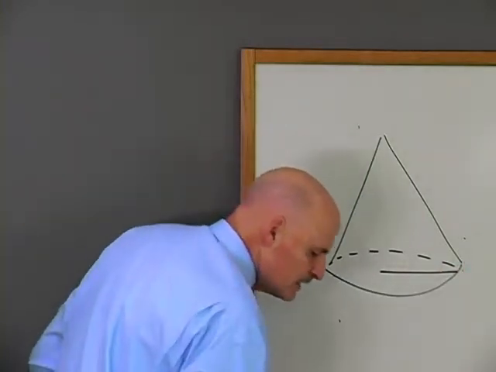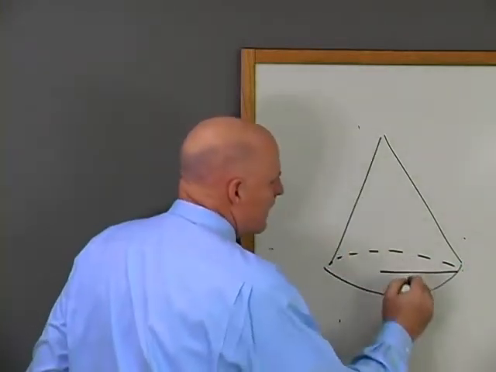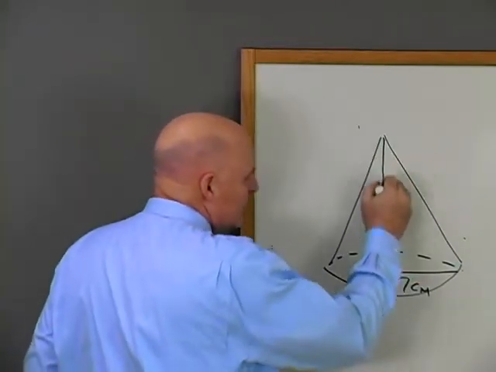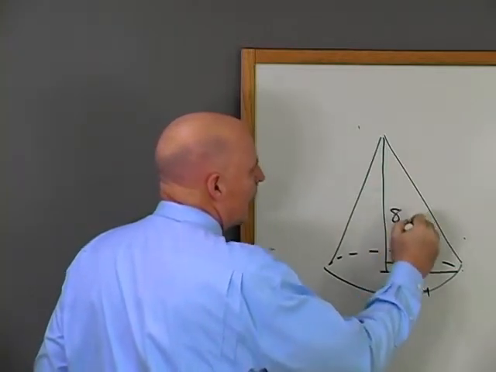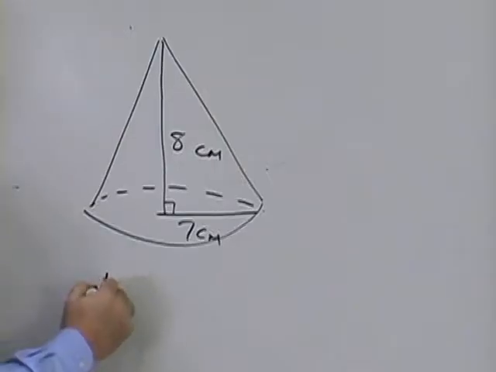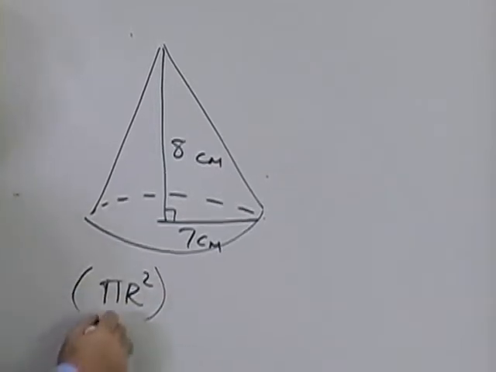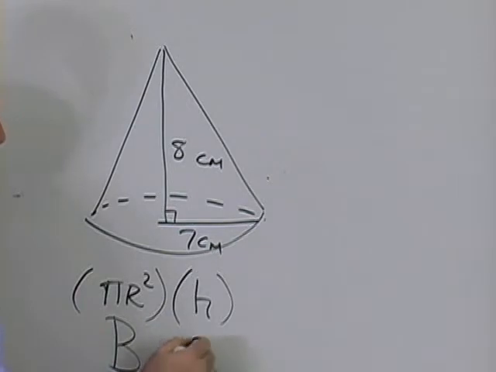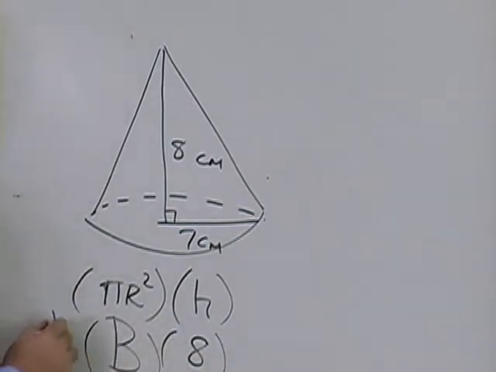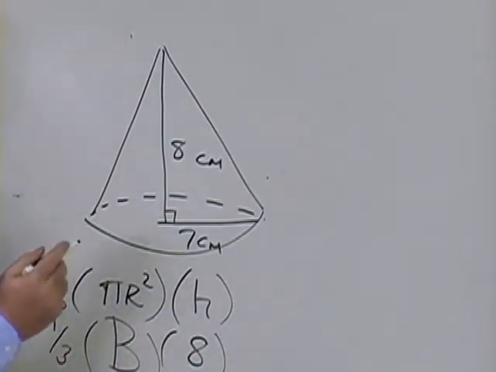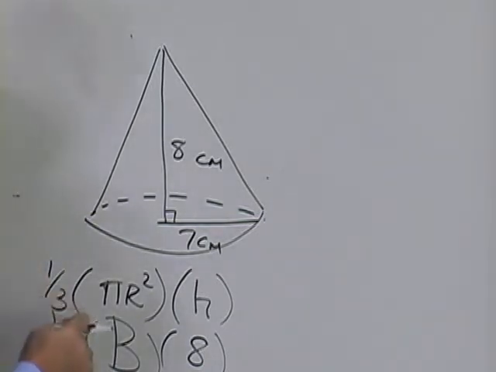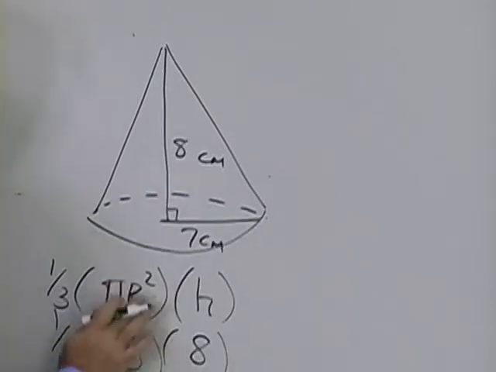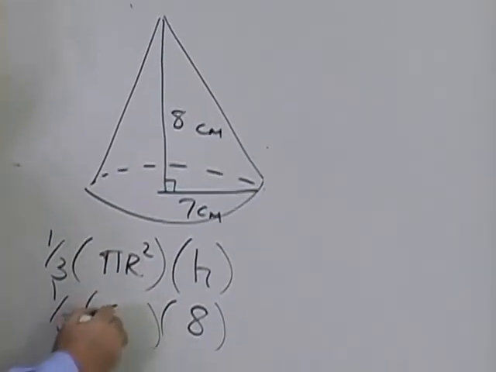So in this particular example, the radius is 7. Let's make it 7 centimeters. The height is 8. The height would be right here. Make that 8 centimeters. So we do pi r squared. That's the area of the base. Times the height. That would be 8. Times 1/3, right? Because for pyramids and cones, it's 1/3. So pi r squared, this would be 7 squared is 49, 49 pi.